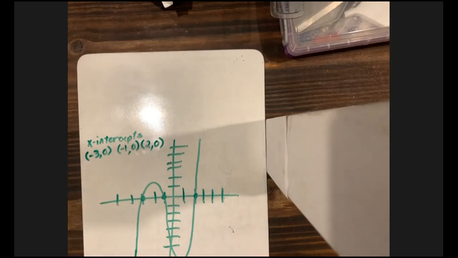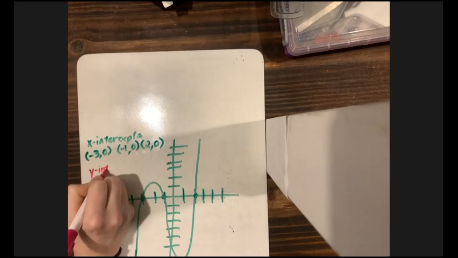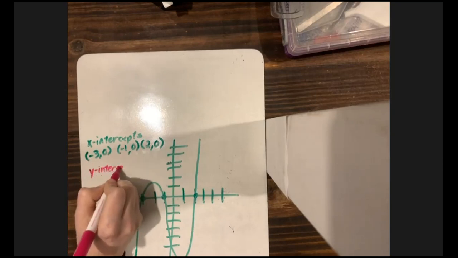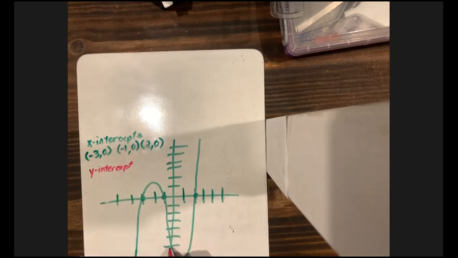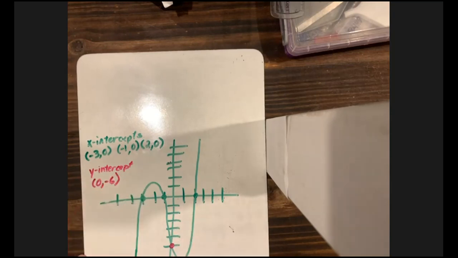Now, for our Y intercept, on this graph, I've only got 1. It's right down here. And that's at 1, 2, 3, 4, 5, 6, -6. So I'm at 0, -6.